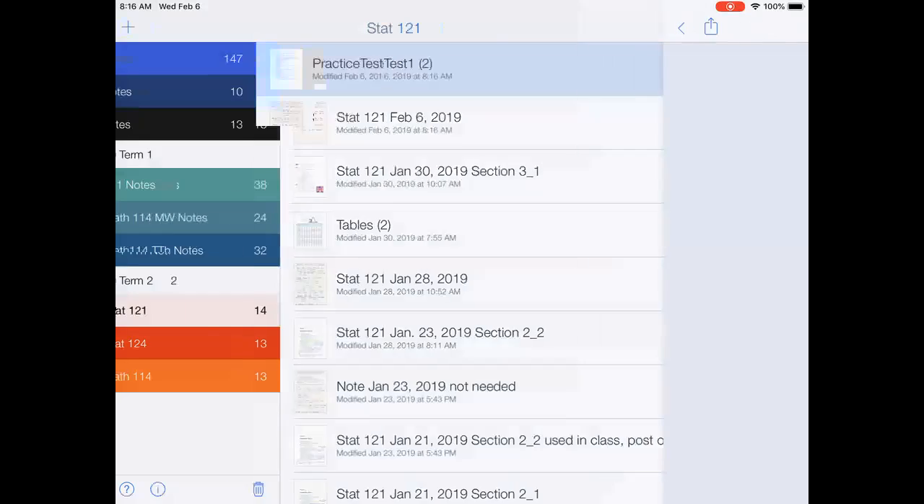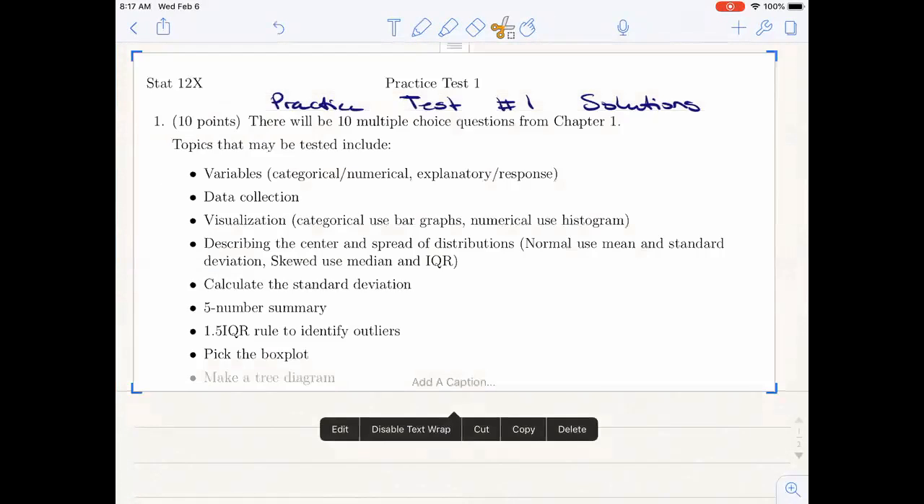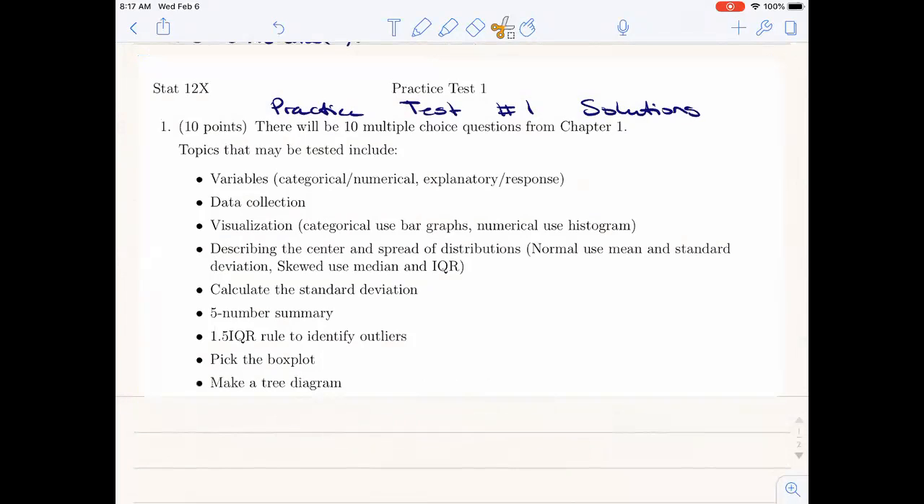Oh, I'll just kind of copy these chunks in here. Oh, yeah, that works.